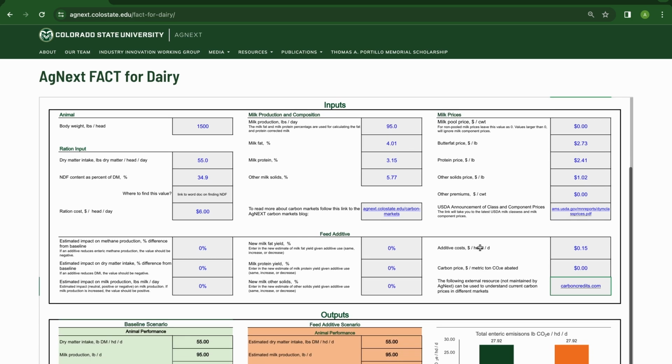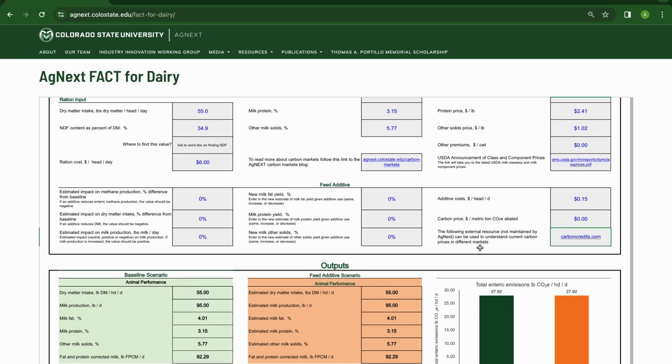As we scroll down, the key part of this input section is the feed additive section. This is what's going to give you your outputs that compare to your baseline emissions and help you understand the economic implications and emissions implications of feed additives. The most important spot here is for us to enter something in the estimated impact on methane production. So for example, we could enter negative 30% here if we expect a feed additive that we are using to reduce enteric methane emissions 30% per cow.